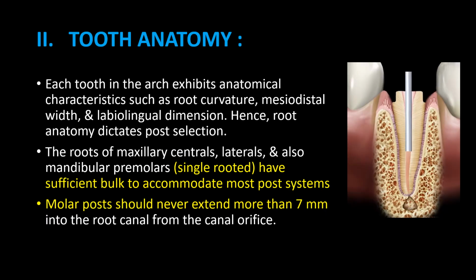Tooth anatomy. Each tooth in the arch exhibits anatomical characteristics such as root curvature, mesiodistal width, and labiolingual dimension. Hence, root anatomy dictates post selection. The roots of maxillary centrals, laterals, and also mandibular premolars, single-rooted, have sufficient bulk to accommodate most post systems. Molar posts should never extend more than 7 mm into the root canal from the canal orifice.